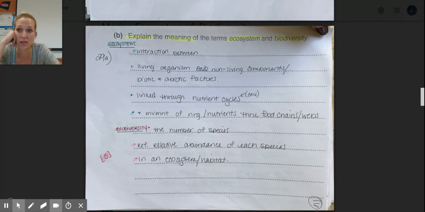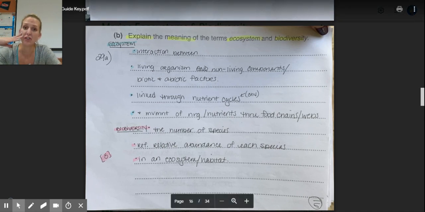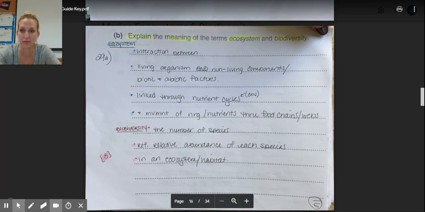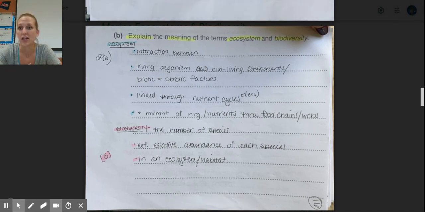The ecosystem is linked together through nutrient cycles. Chapter 4 is all about nutrient cycles, so if you think you wouldn't have written that, that's okay. You could also mention the movement of energy or nutrients through food chains or food webs. So an ecosystem is an interaction between the biotic and abiotic components and the movement of energy or nutrients or biomass through food chains and food webs.